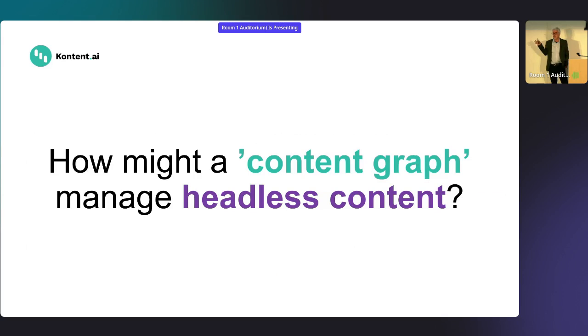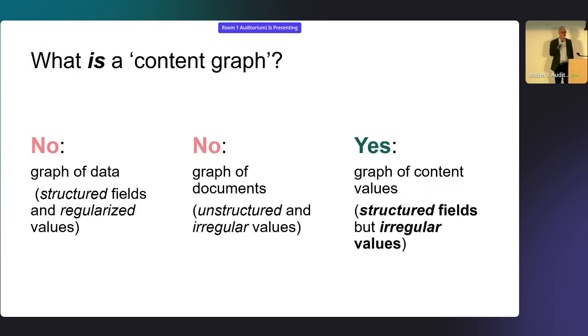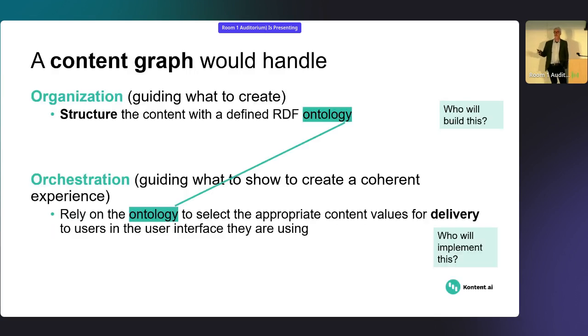Now, if we aren't using a graph for structuring this content, how might we use a graph with a headless CMS? I want to tell you what I think a content graph is about. I don't think this has really been articulated in the presentations I've been listening to. It is not a graph of data, because in my mind, data is about regularized values. We can say something's an entity, we can say something is a very predictable value. In the case of content, we have irregular values. We can still structure them, but we don't always know what those values are going to be. But we could, in theory, use an ontology to structure the content that we're going to publish. We could use the ontology to organize this content, and to orchestrate the content, meaning we're deciding which values we want to present at a given point in time using the ontology.